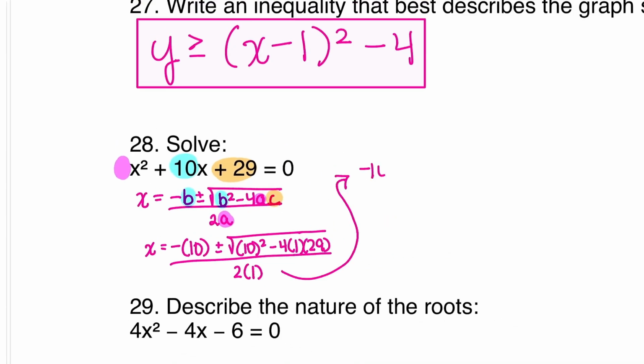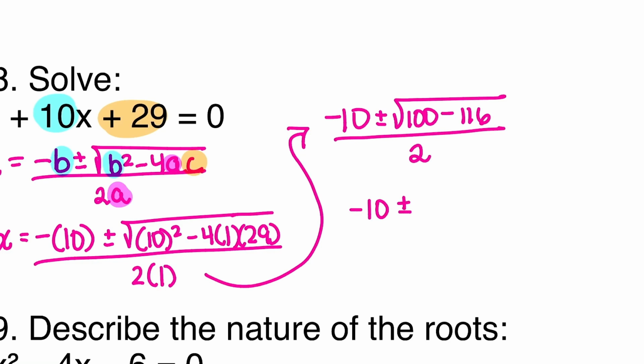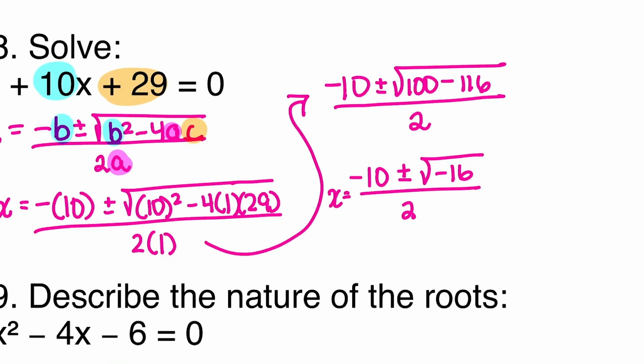So here we're going to have negative 10 plus or minus the square root of 100 minus 29 times 4. It's going to be 116 over 2. Simplifying this a little further is going to be the square root of negative 16 over 2. When we have a negative underneath our square root, that means that we are going to have some imaginary numbers. So this is going to be negative 10 plus or minus 4i over 2.